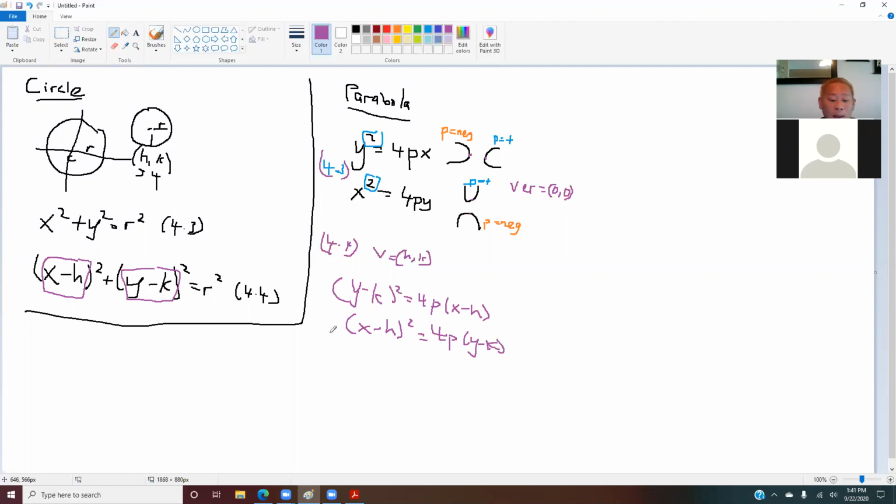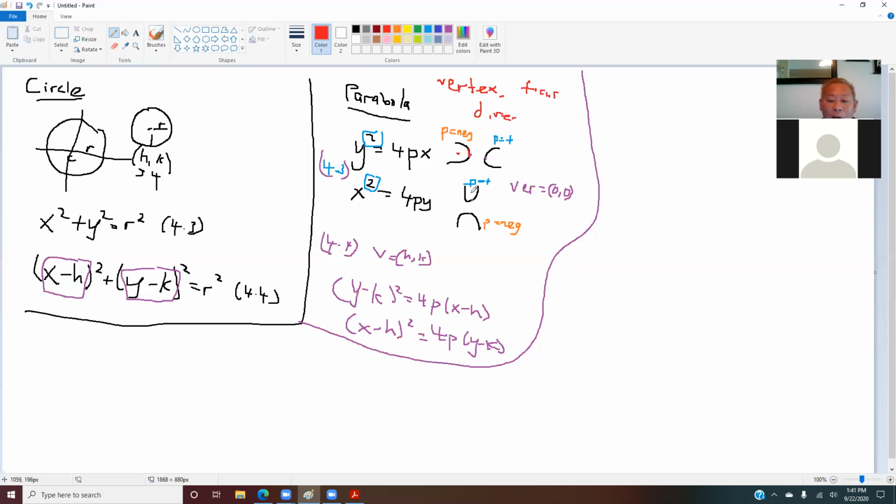So parabola is very important, and for parabola you need three features. You need to know your vertex, you need to know your focus point, and you need to know your directrix.